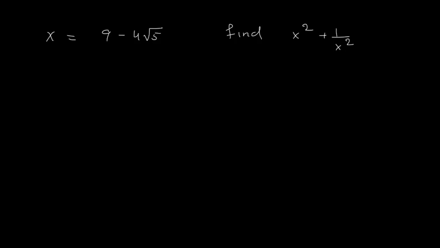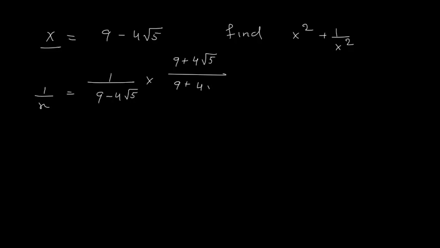So here what I will do, there are two ways. One is that you find x square and then you find 1 upon x square and then add. The other way is that x is already there, you find 1 upon x and then take x plus 1 upon x the whole square. So here x is given. So 1 upon x will be 1 upon 9 minus 4 root 5. I will multiply with 9 plus 4 root 5. I will divide with 9 plus 4 root 5.